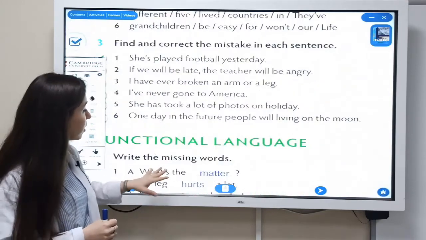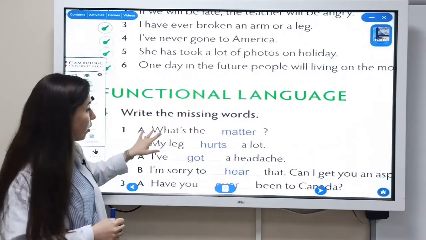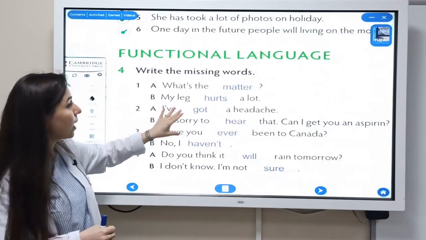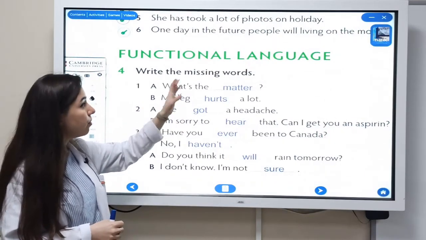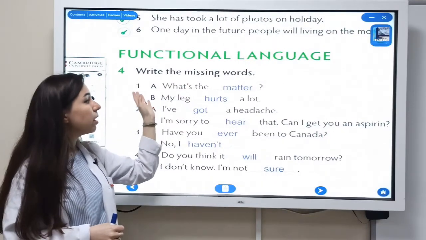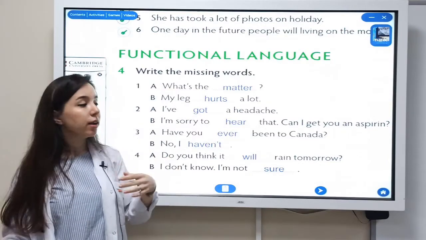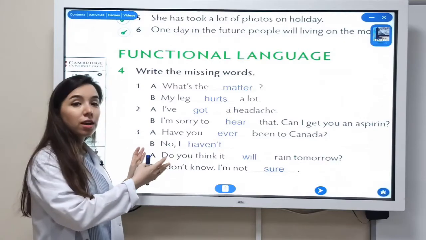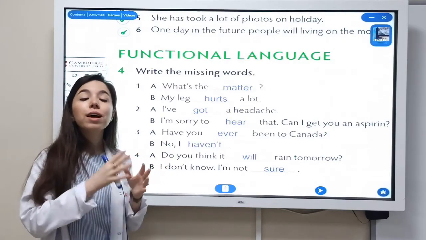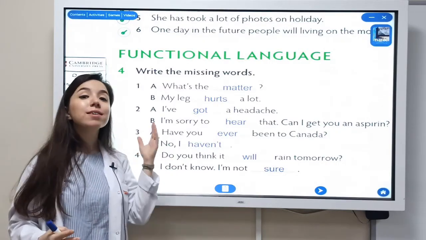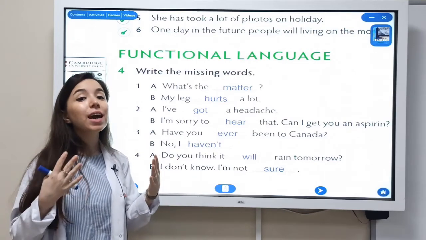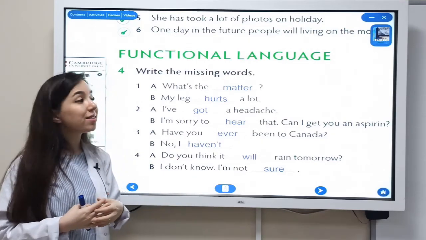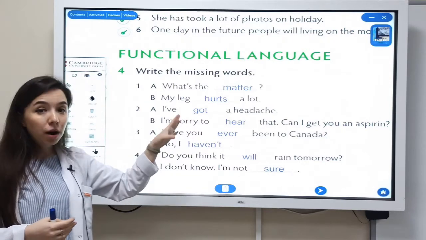And also in this part, we did some functional language. Yes, we understood, for example, how we can make a conversation. What's the matter? My leg hurts. I got this. I hear this. Or have you ever? We again look at here in functional language. We use both vocabulary and grammar together to make a good conversation. Yes, it's another important part of English.